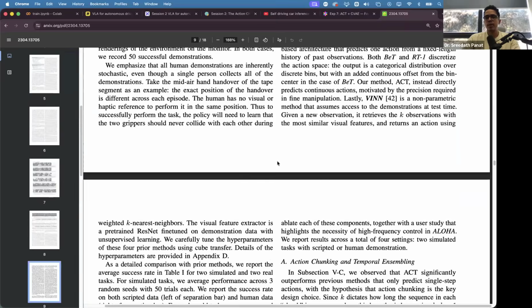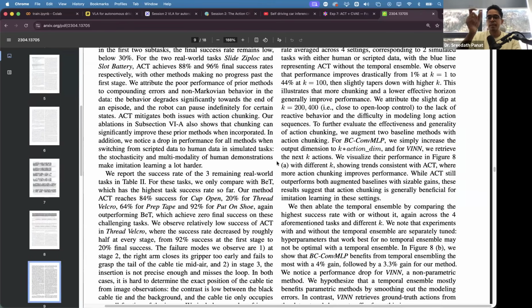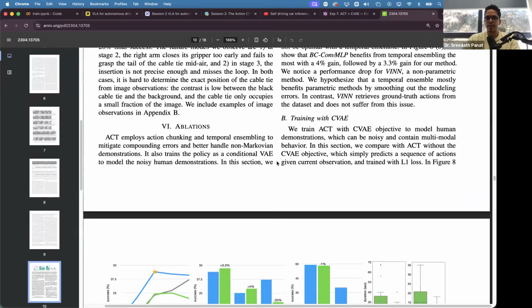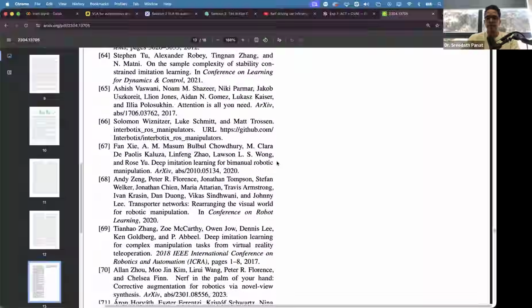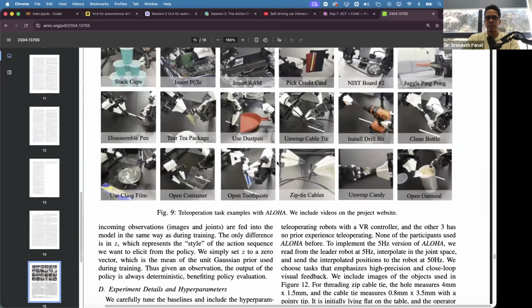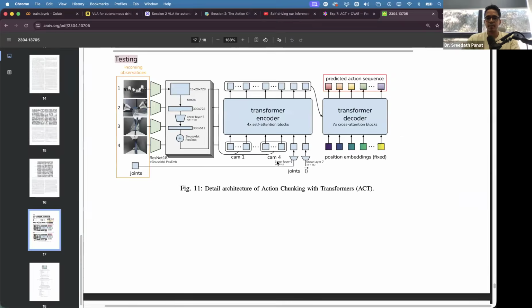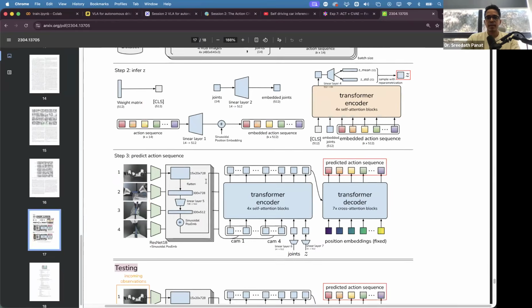So Saurav, the Colab notebook is there in the website link itself. You can download directly from there. But let me show you one last thing, the ACT architecture in the supplementary. Yeah, this one. So this was the architecture.